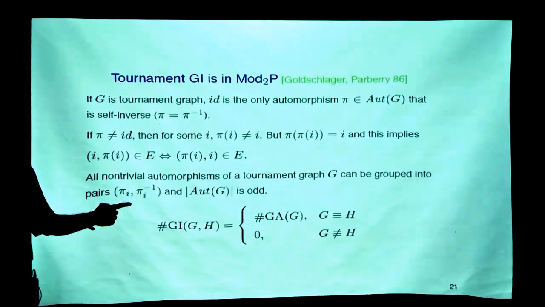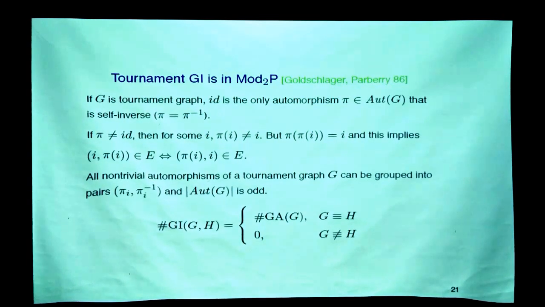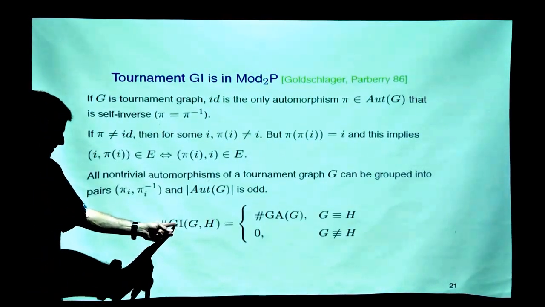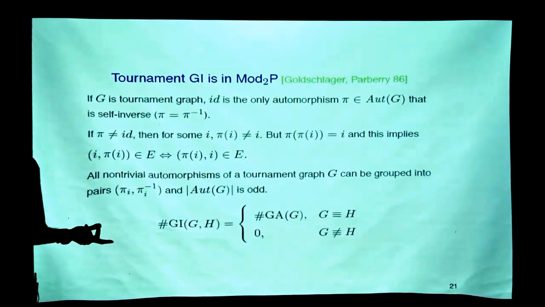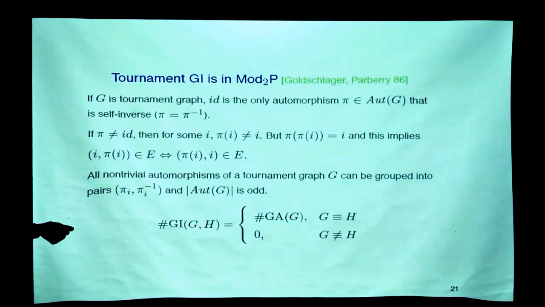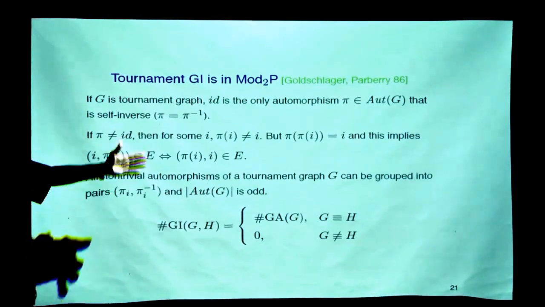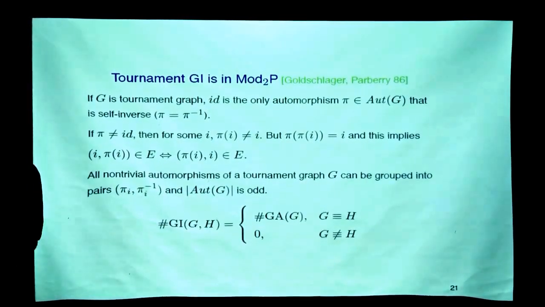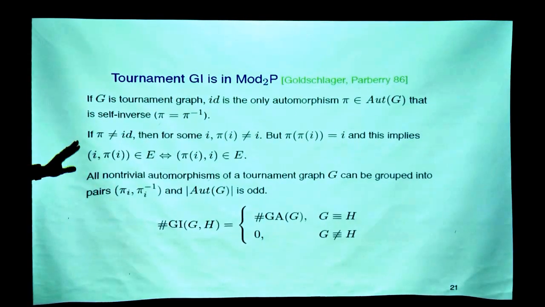So the automorphism group is always odd for a tournament graph. And if we have two tournament graphs, the number of isomorphisms is either 0 if there is no isomorphism, and 0 is an even number, or, as I said before, the number of automorphisms, which is always odd. So we have here odd or even, so it's a parity argument. So this is not known.